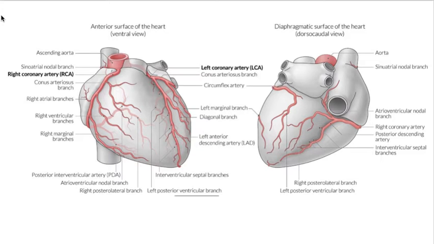So this is the diaphragmatic surface. You can see that this is the circumflex artery over here, this is the right coronary artery over here, and this is the posterior interventricular branch.